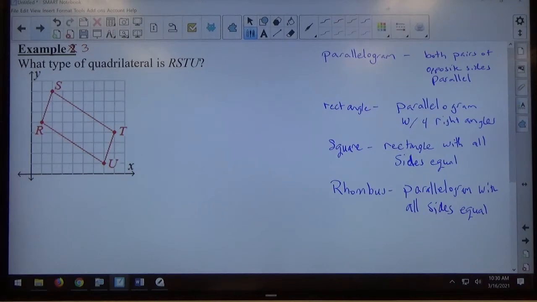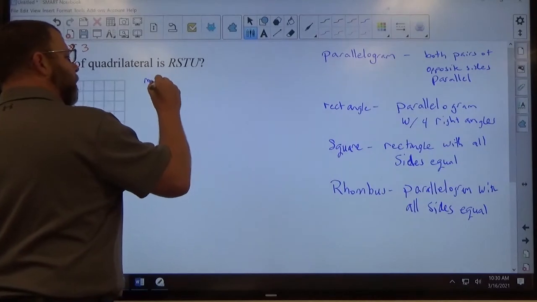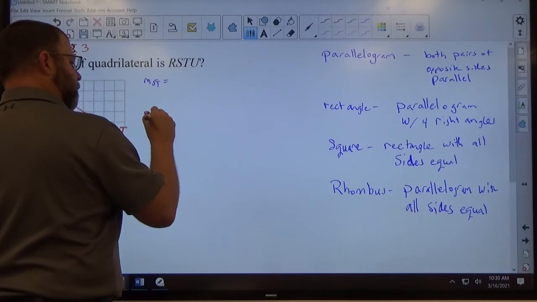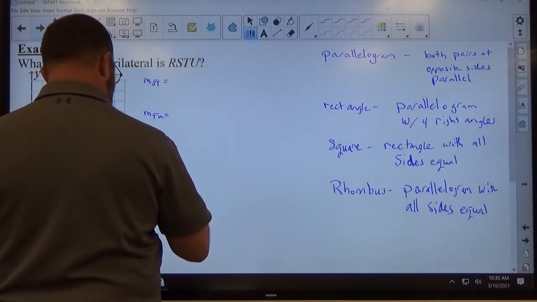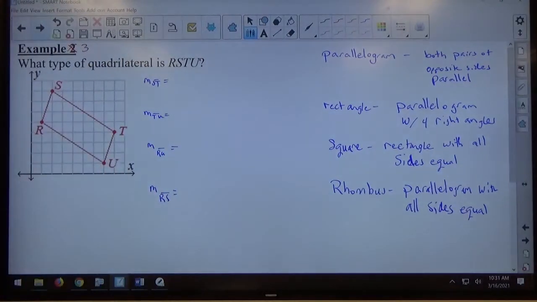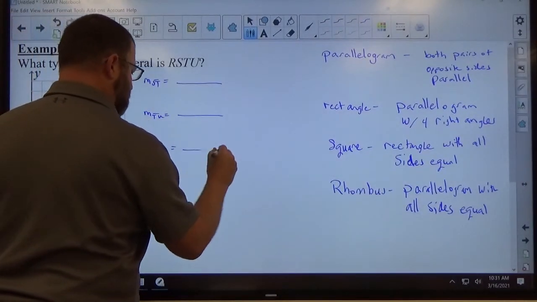This one looks like a parallelogram. It looks like it might be a rectangle, but I can't quite tell if those are right angles or not, so I'll have to do some slopes. But all I want to do to determine parallelogram is just find the slope of each side. So the slope of ST is equal to something. The slope of TU is equal to something. The slope of RU is equal to something. And the slope of RS equals something. And the slope formula is what it always has been. It's y minus y over x minus x.